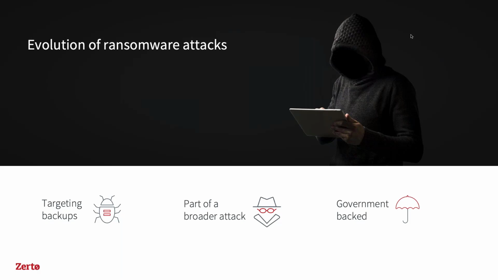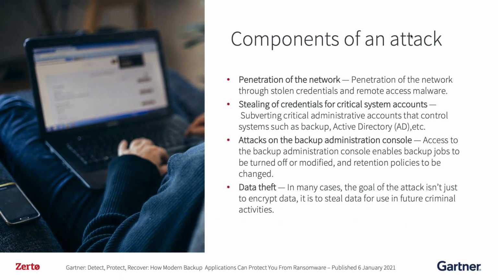But as we do that, let's actually take a look at what happens during a ransomware attack. What are the actual components of the attack? Well, first and foremost, you have the actual penetration of the network, whatever activity happens that allows the credentials to be stolen and remote access to be allowed for these organizations. Then you have the actual stealing of these credentials for critical systems accounts, being able to target backup, Active Directory, and any other type of critical credentials as well.